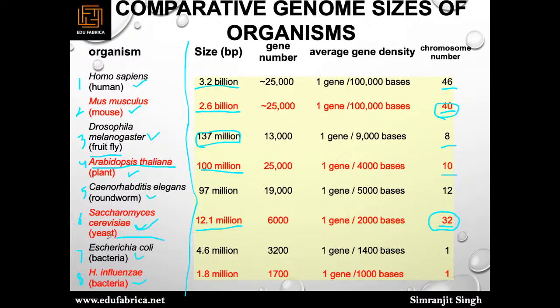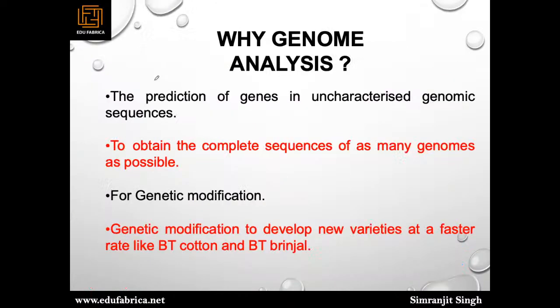Then in the case of prokaryotes, they have only one chromosome, with 4.6 and 1.8 million base pairs of genes, respectively, in E. coli and H. influenzae. So this table speaks a lot for itself in order to compare different genome sizes.